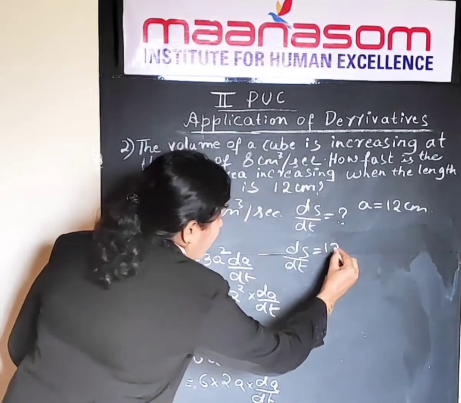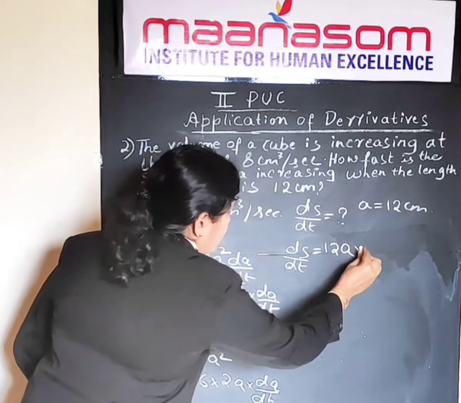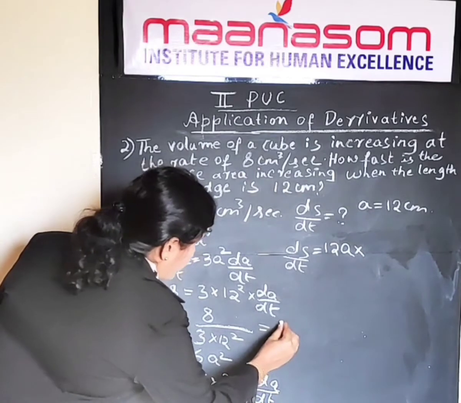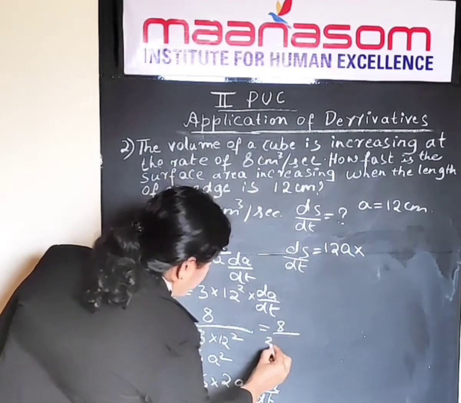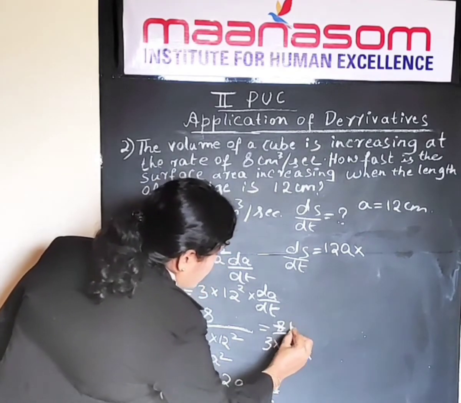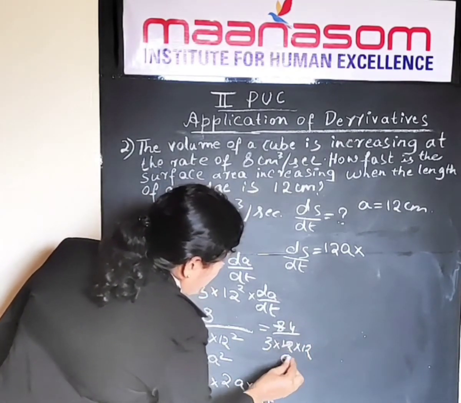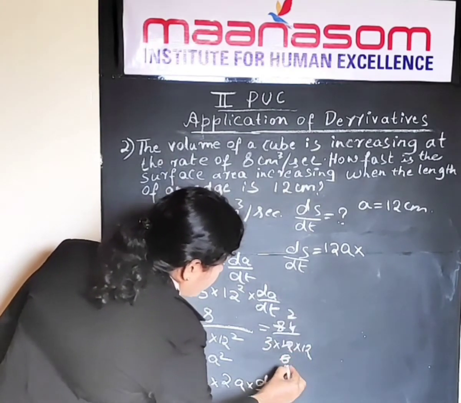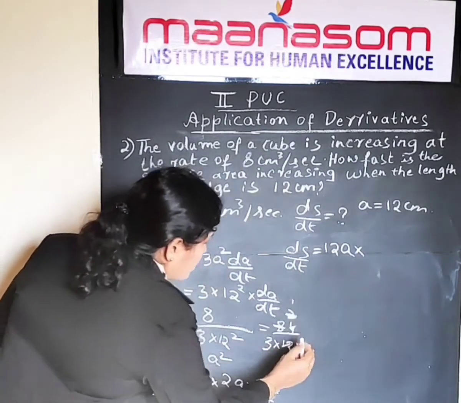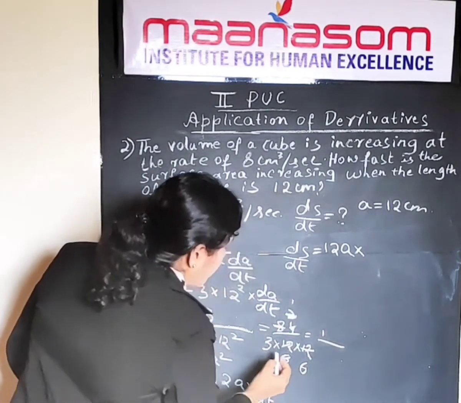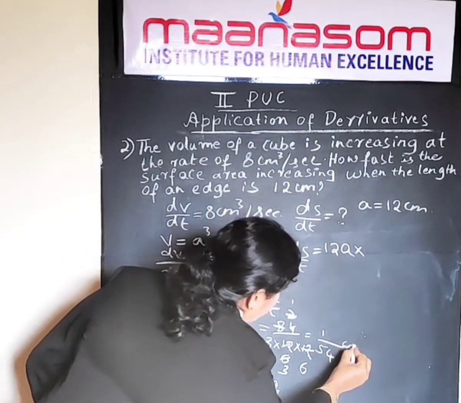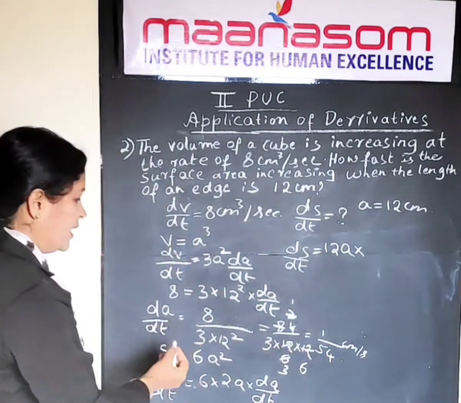So let us write 12a into, what is our dA by dt? Let us make this simple. So here we can write this as 8 divided by 3 into 12 into 12. 2 4s are 8, 2 6s are 12, 2 2s are 4, 2 3s are 6, 2 1s are 2, 2 6s are 12. So the answer will be here 1 divided by 3 3s are 9, 9 6s are 54. So 1 by 54 centimeter per second. That is dA by dt.